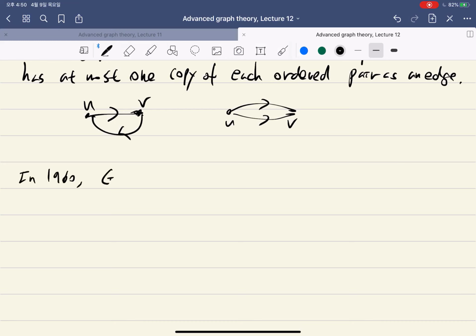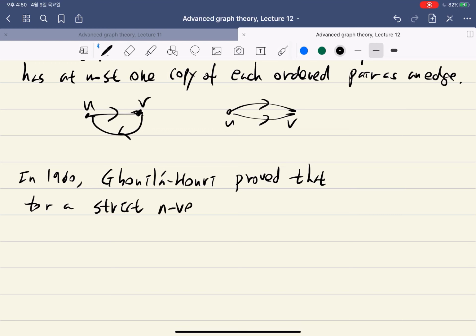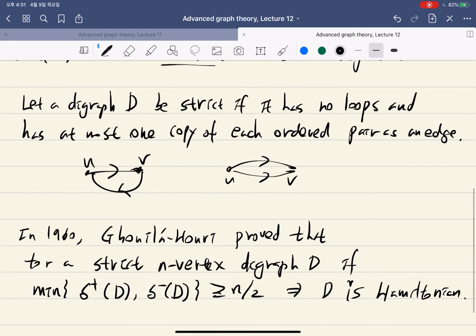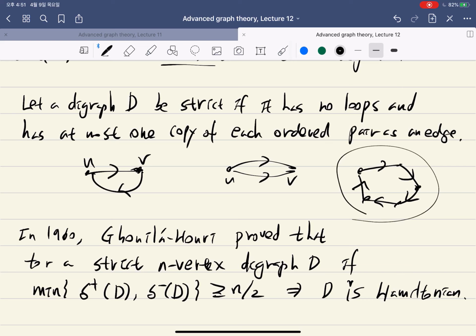In 1960, Ghouila-Houri, I don't know how to pronounce this person's name, but this is one person, proved that for a strict n-vertex digraph D, if both the minimum out-degree and minimum in-degree are at least n over 2, then D is Hamiltonian. Here, a Hamilton cycle is a cycle with consistent orientation. If it is spanning, this is called a Hamilton cycle. If we have some cycle with some edges oriented the wrong way, then we don't consider it as a cycle.